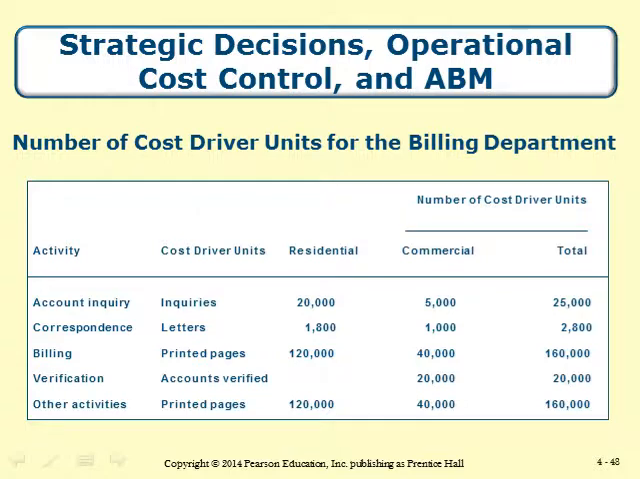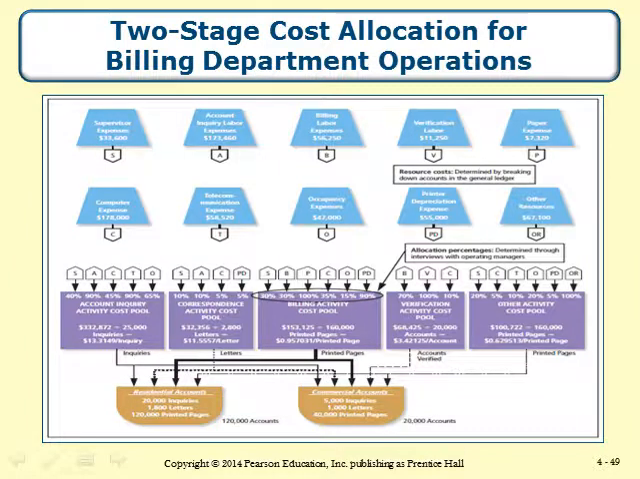And so here's some more information regarding the number of cost driver units for the billing department. And again, this information would come out of a review of historical information, and it would come out of a review of interviews with departmental staff. And so now management can use the completed process map to determine costs for the strategic and operational decisions that they must make. And that's what we see here. It's really the culmination of all of the research and all of those steps that we just talked about.